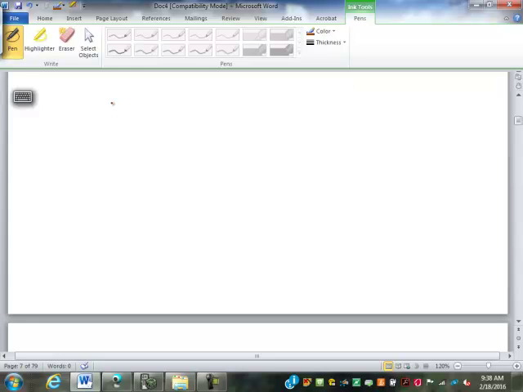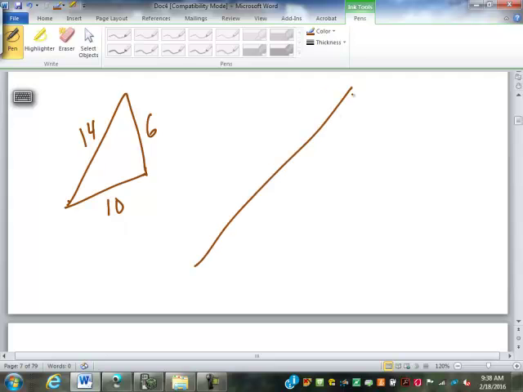Likewise, let's say I'm trying to figure out where I want to go. Let's just do a basic one. Let's say you have a triangle, and the sides of this triangle are 6, 10, and 14. And you want to enlarge it so that this side is now 9. What's this side here going to become?